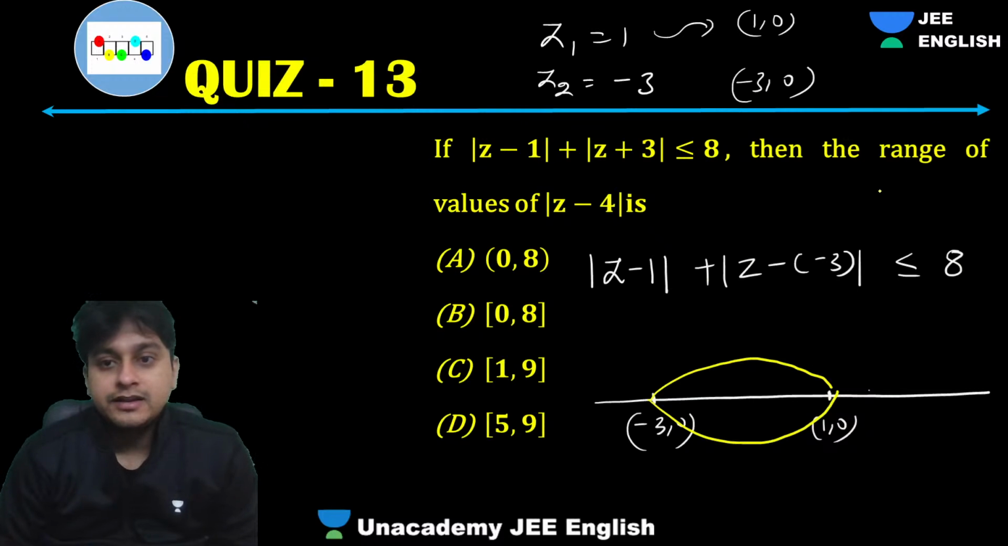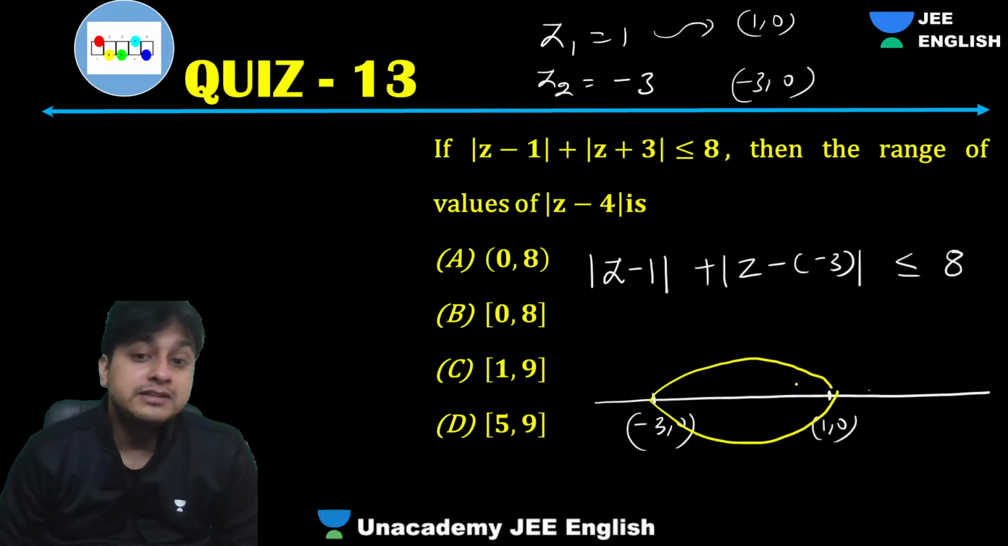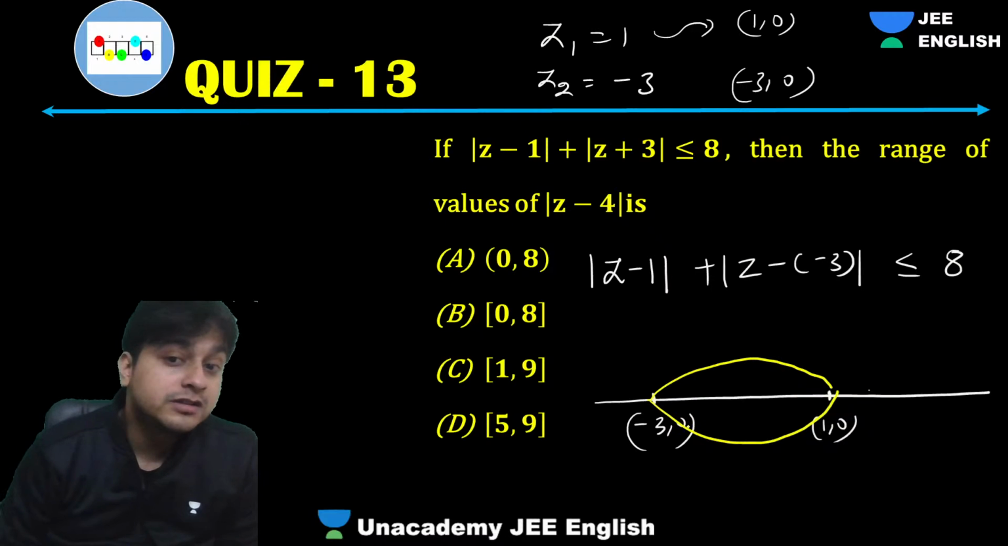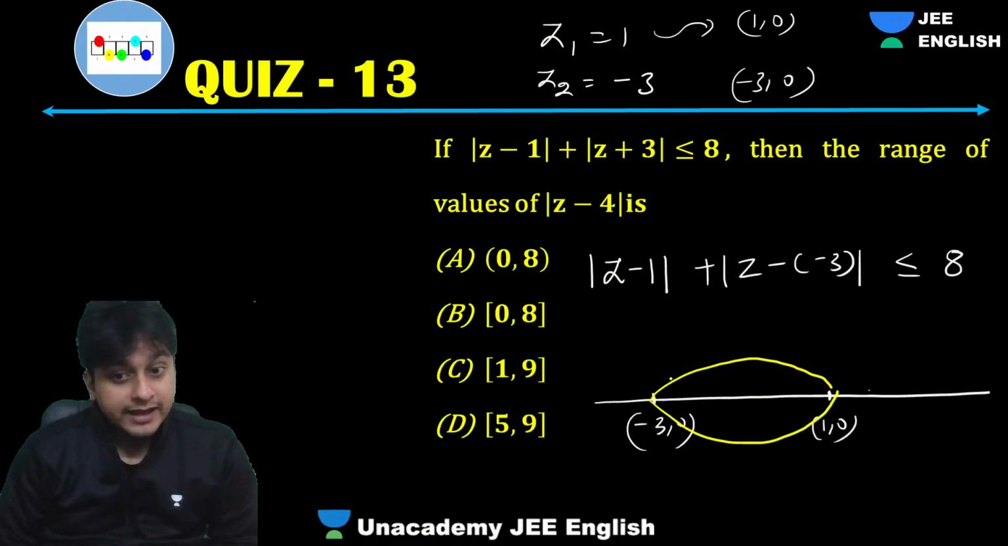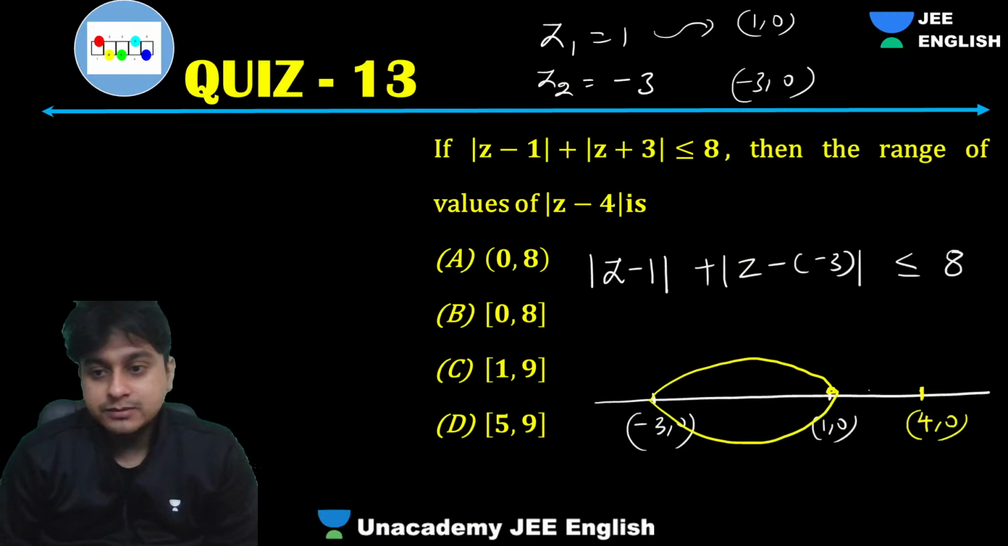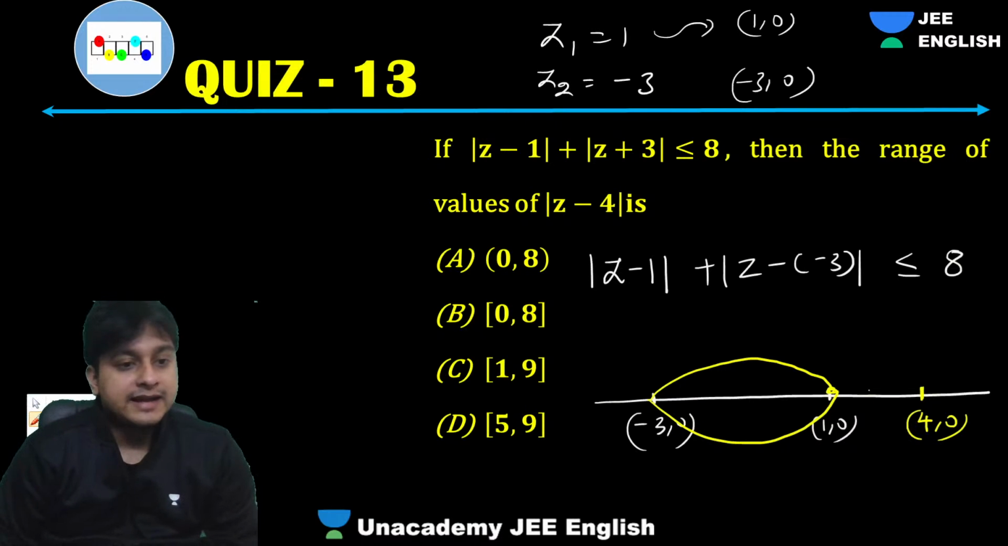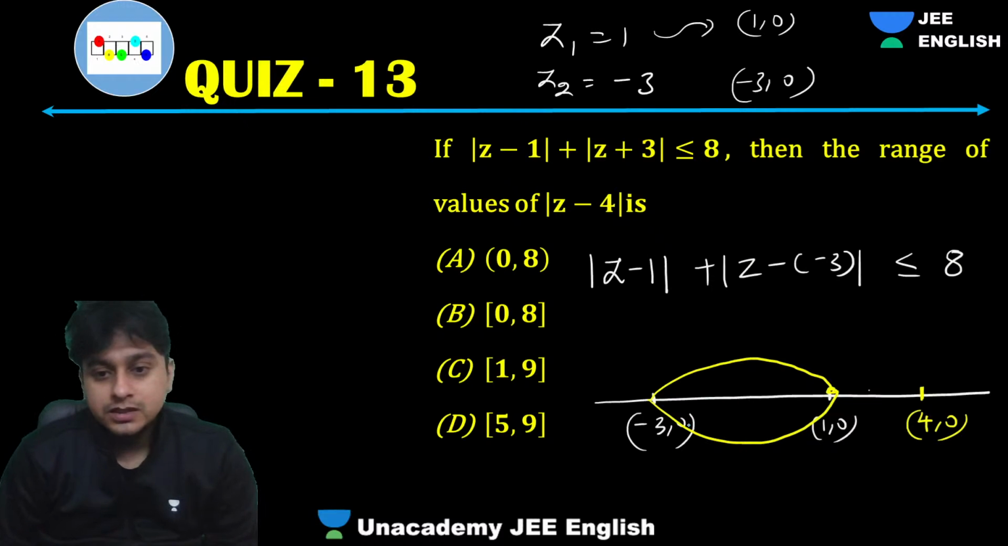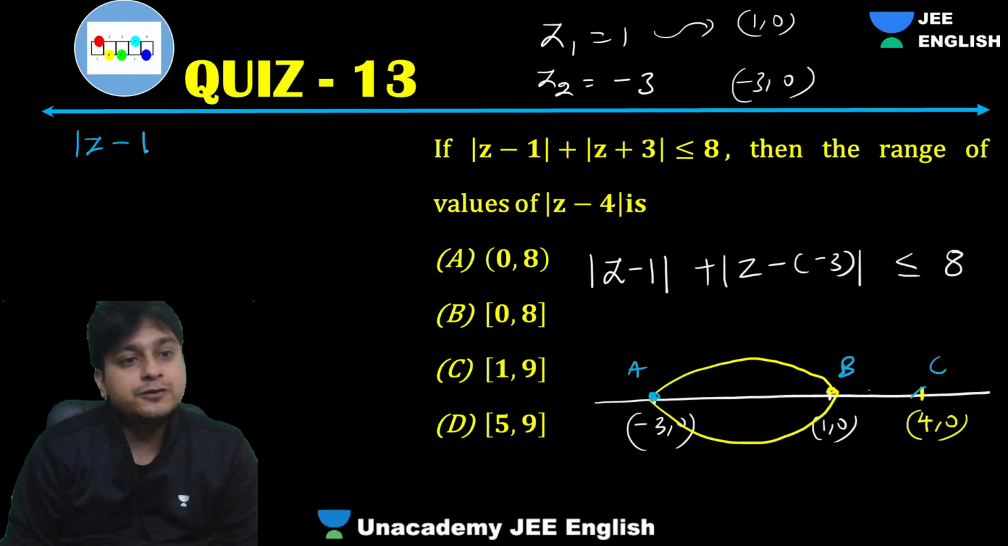And now we are saying the range of the values of mod of z minus 4, that means any complex number inside or on the ellipse, we want to find out the distance from 4 comma 0. Now that's an amazing question. We want to find out the maximum distance of this ellipse from this point. So what can be the maximum distance guys? Maximum distance will be of this point A only, right? Let's name it this point. So the distance mod of z minus 4 max will be what?